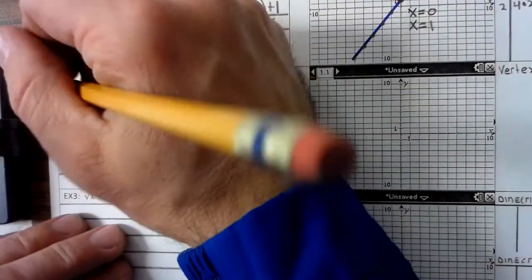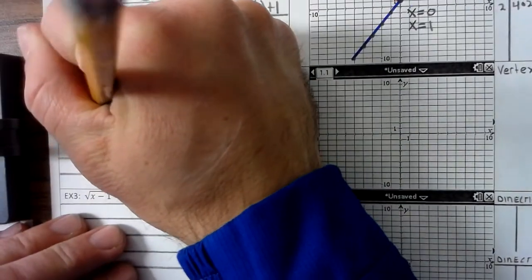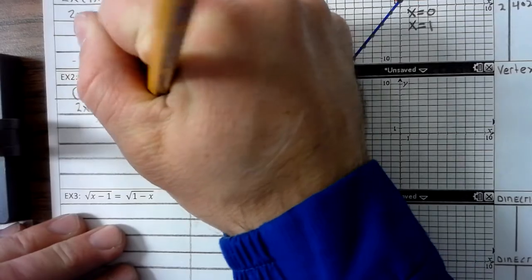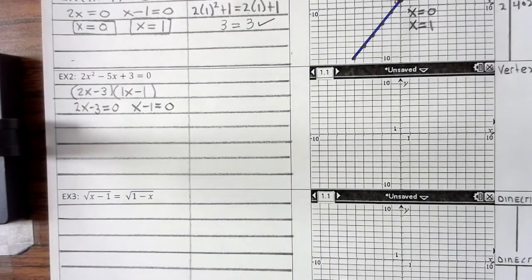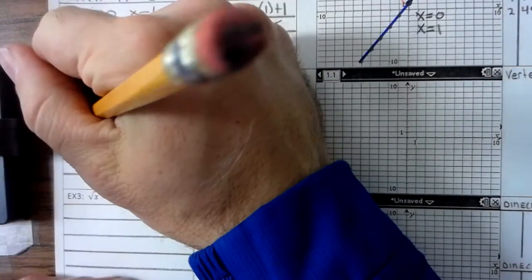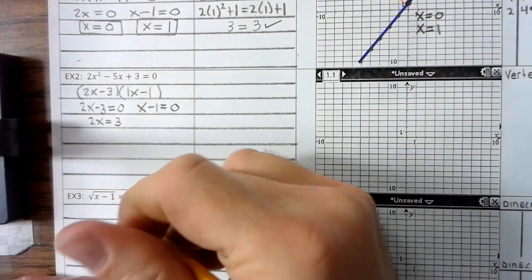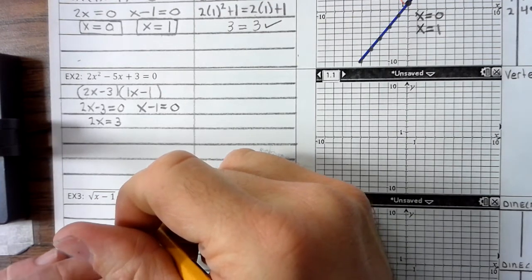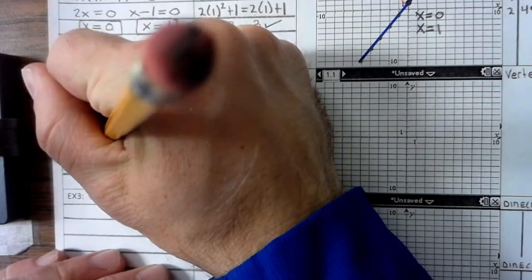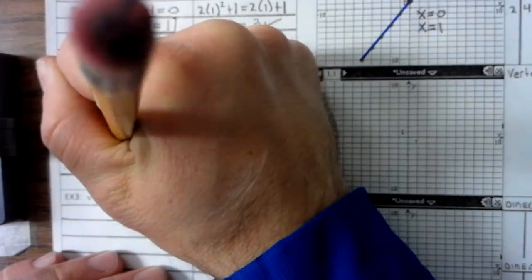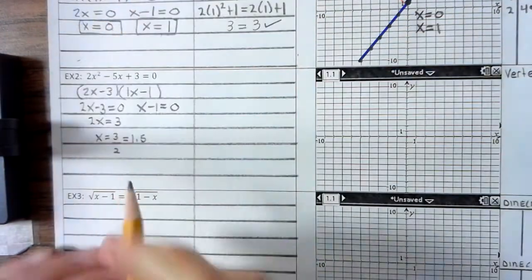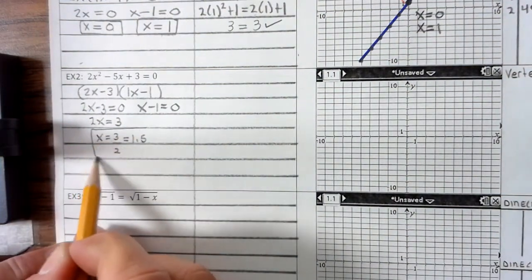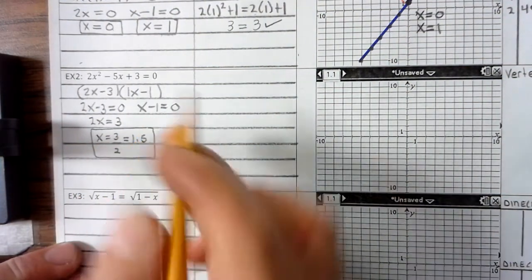All right, so then 2x minus 3 equal to 0. X minus 1 equal to 0. So add 3 to both sides, you get 2x equals 3. And divide by 2. So x equals 3 divided by 2, or 1.5. Here, add 1 to both sides, x equals 1.